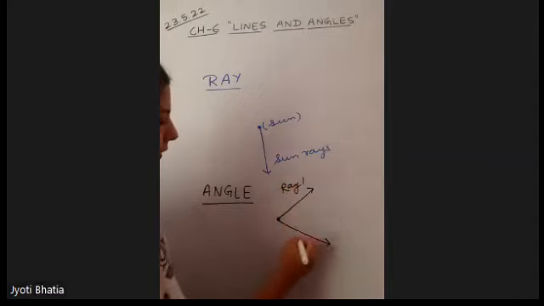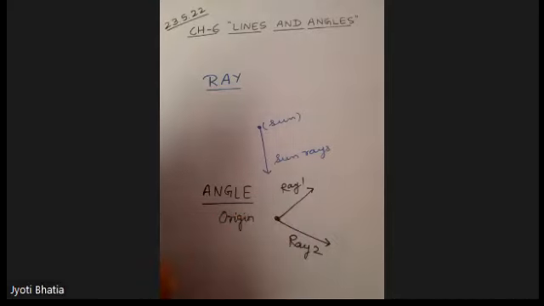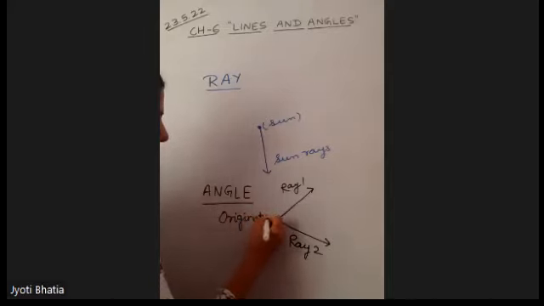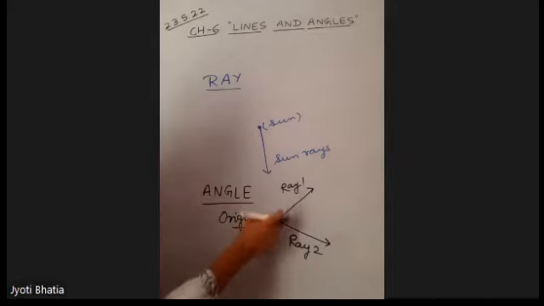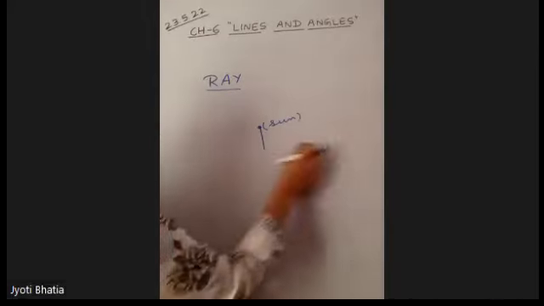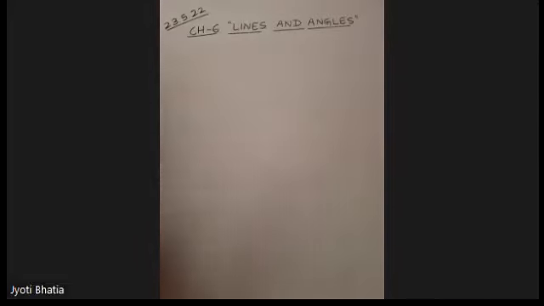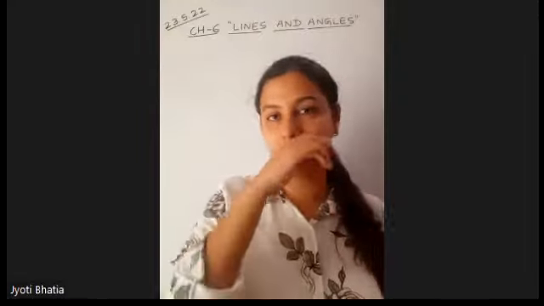Two rays, ray 1, ray 2, and these two rays are originating from the same point. Origin is the starting. When they originate from the same point, what we get is called an angle. Is that okay, beta? Yes. So we have discussed line segment, ray, and angle. Now we have discussed these four definitions. Coming next, let us discuss these two.